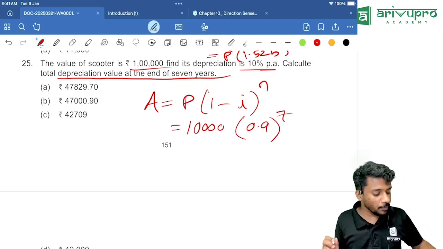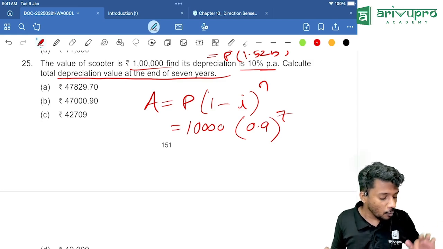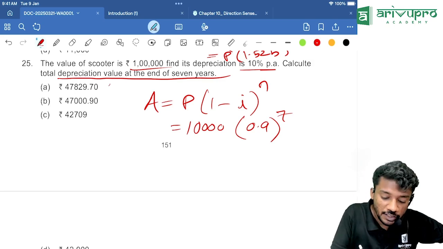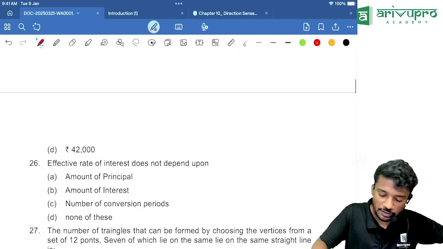The whole raised to how much? 7. First find 0.9, into equal to how many times? 6 times. 1, 2, 3, 4, 5, 6. Multiply it with 1 lakh. How much you got? 4, 7, 8, 2, 9. Option A is the answer. Got it?